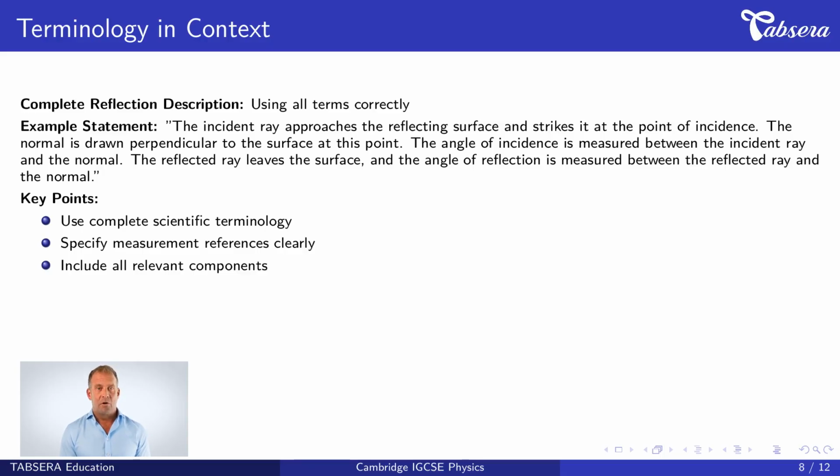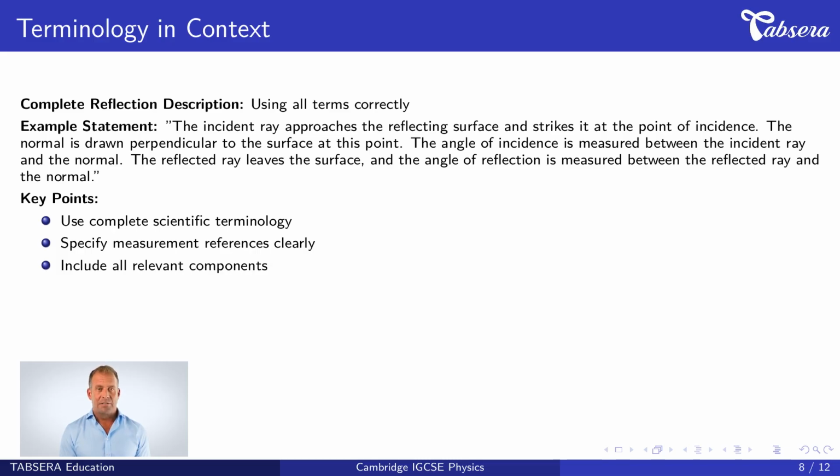Understanding terminology in context is essential for examination success. Let's examine a complete reflection description using all terms correctly. The example statement reads, "The incident ray approaches the reflecting surface and strikes it at the point of incidence. The normal is drawn perpendicular to the surface at this point.